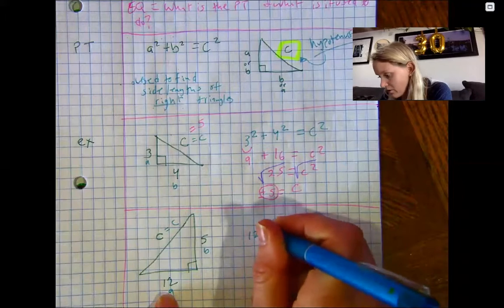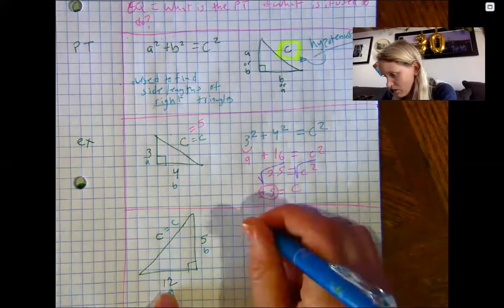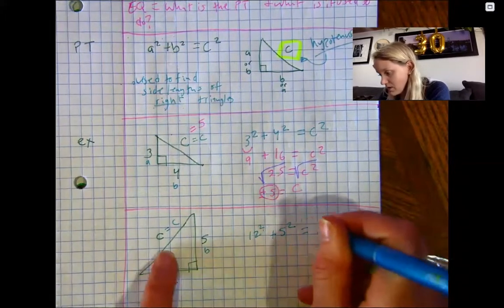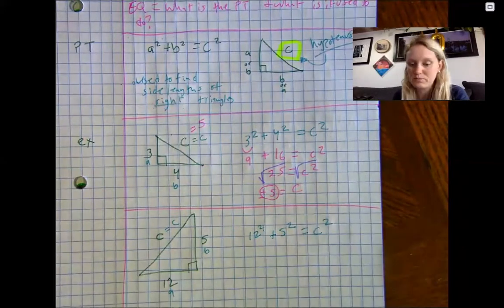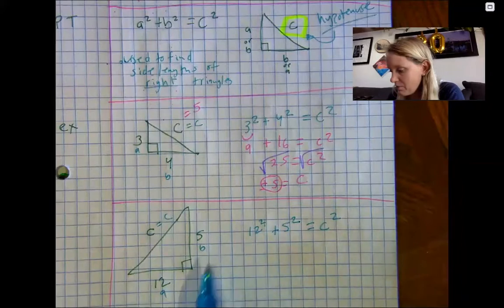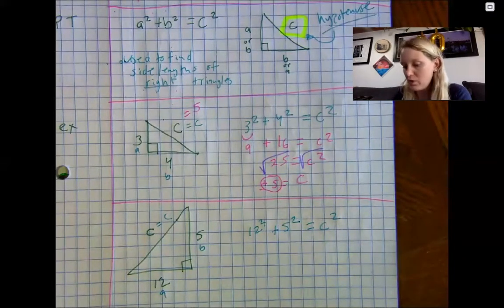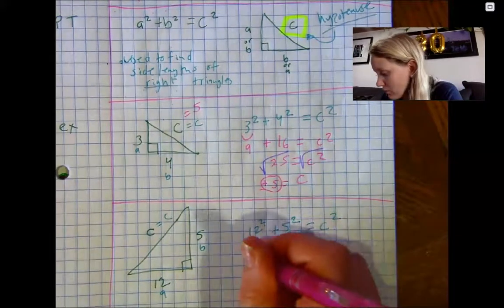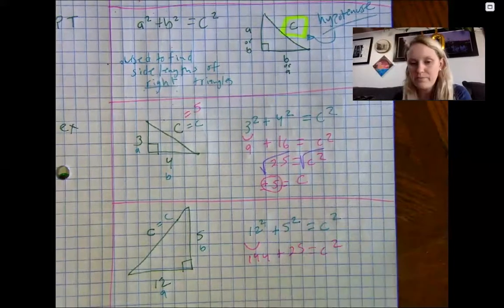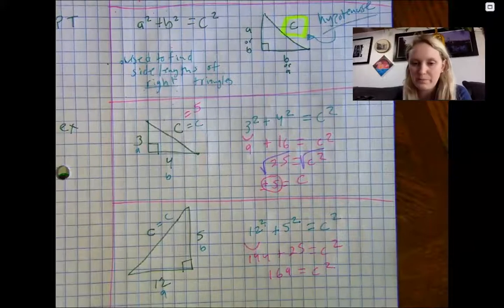A squared plus b squared equals c squared. Okay, I'm just following my formula. A squared plus b squared equals c squared. Well, now I just follow the order of operations. 12 squared is 144, and 5 squared is 25. Add those together and I get 169 equals c squared.